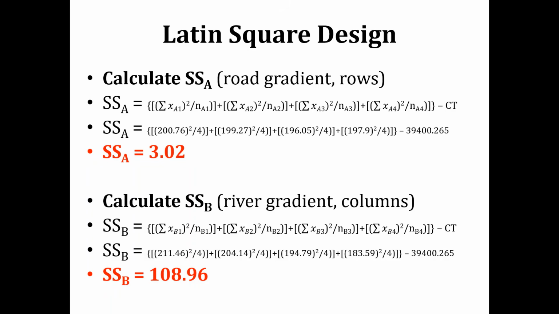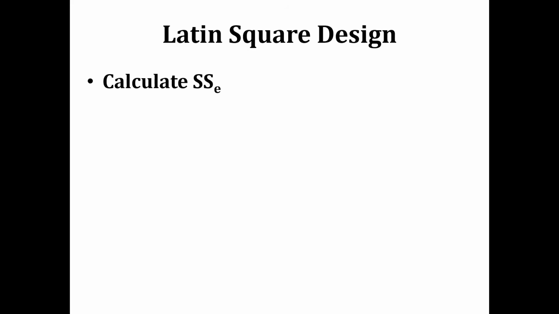And now we have to calculate the sum of squares for error, for the experimental error. So here is the calculation for sum of squares experimental error, and for that purpose we are going to make use of this basic principle of the ANOVA in this case, which means that the sum of squares total is equal to the sum of squares treatment plus sum of squares due to gradient A, sum of squares due to gradient B, and sum of squares experimental error. So because we have calculated the sum of squares for total, treatment, A, and B, we can work out the value of sum of squares E.